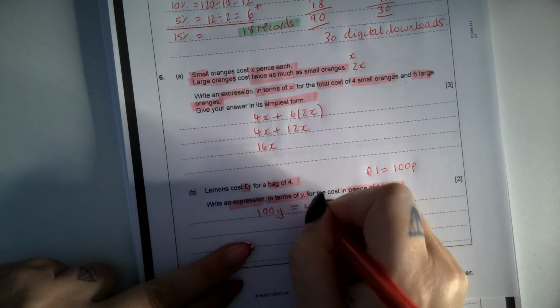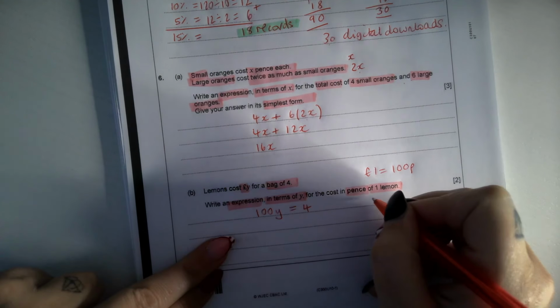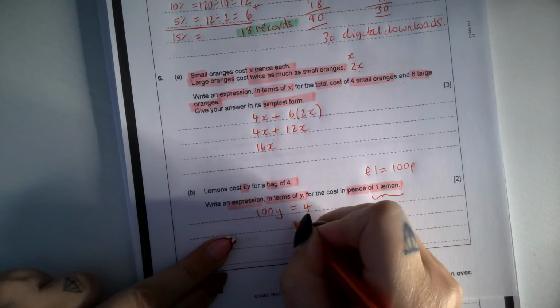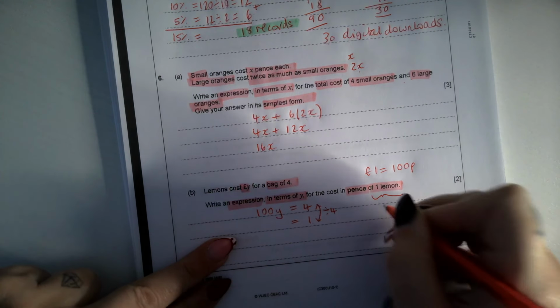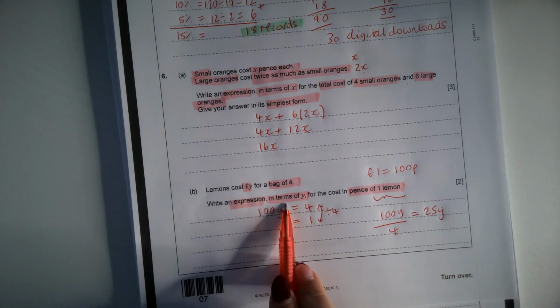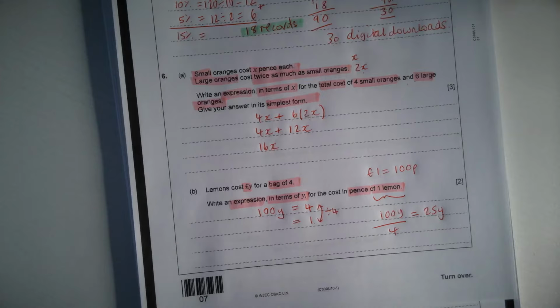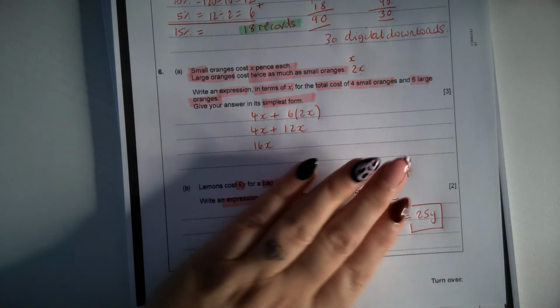And then that is for a bag of 4. Well, we don't want a bag of 4, we want 1. We want the price of 1 lemon. So we're going to divide by 4, so we want to get to 1. So 4 divided by 4 is 1. So 100Y divided by 4 must give us the price of 1 lemon. 100 divided by 4 is 25. So 25Y is an expression for the cost of 1 lemon. Now I know I've written equal signs here, guys, but it's purely to lead into the simplifying aspect. So this is our final simplified expression. It's not an equation.